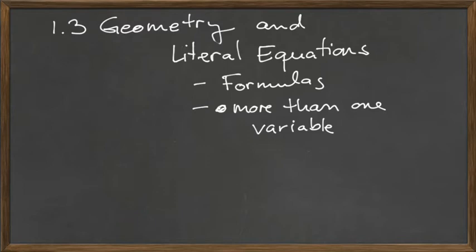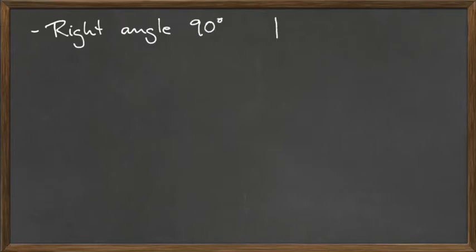So the first part of the geometry part is, let's talk about angles. What is an angle called that measures 90 degrees? A right angle, yes. So a right angle is, let me just write that down. Right angle, 90 degrees. And a right angle looks like so. This would be your 90-degree angle.